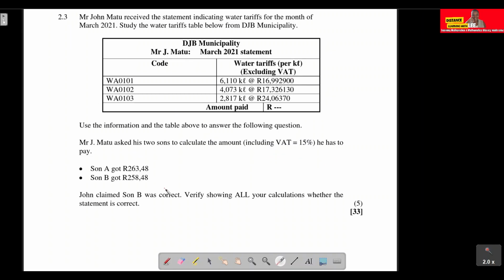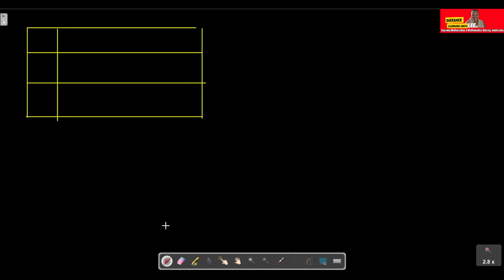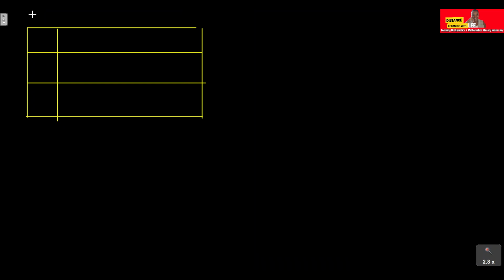Okay, so in other words, remember we were given 3 blocks here. First block, second block, third block, right? And we were basically given the amount of water that he used in block 1, block 2, block 3. They gave it as codes, right? And we're told that in the first block, he used 6.110 kiloliters of water. In the second block, he used 4.073 kiloliters of water. In the third block, he used 2.817 kiloliters of water, right?